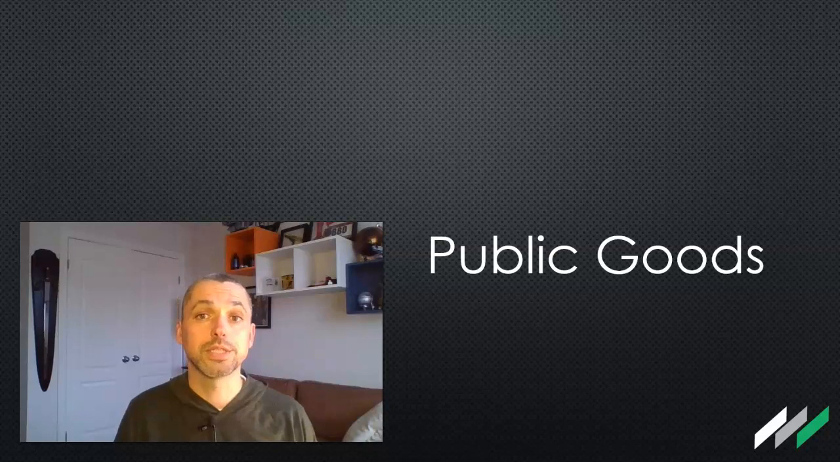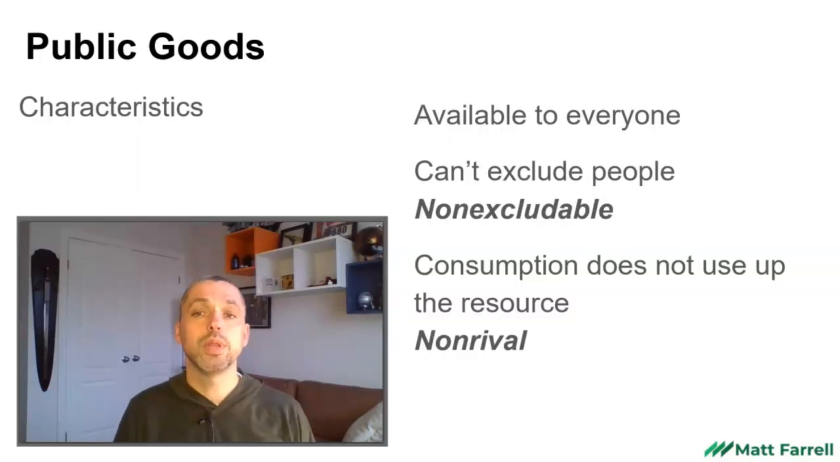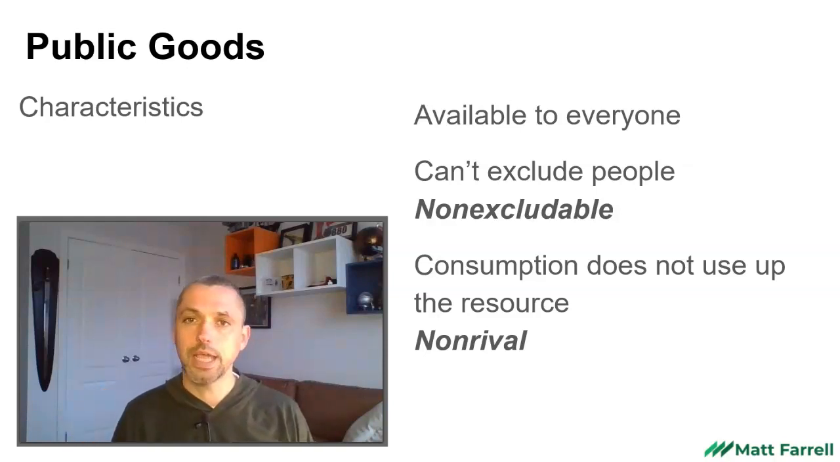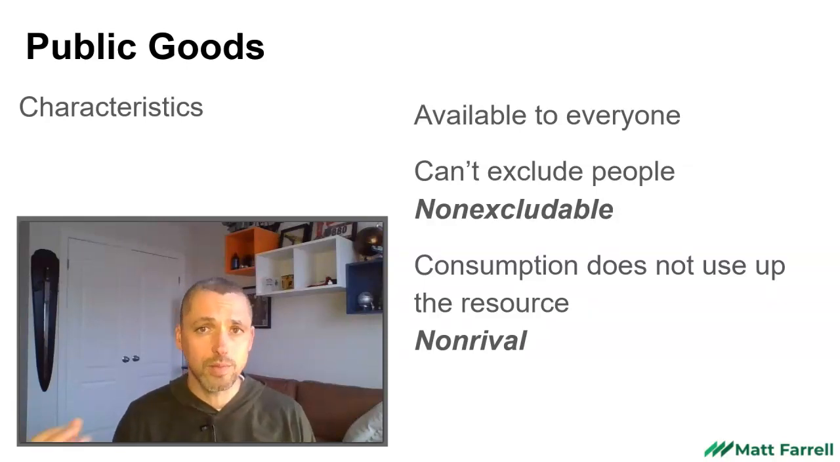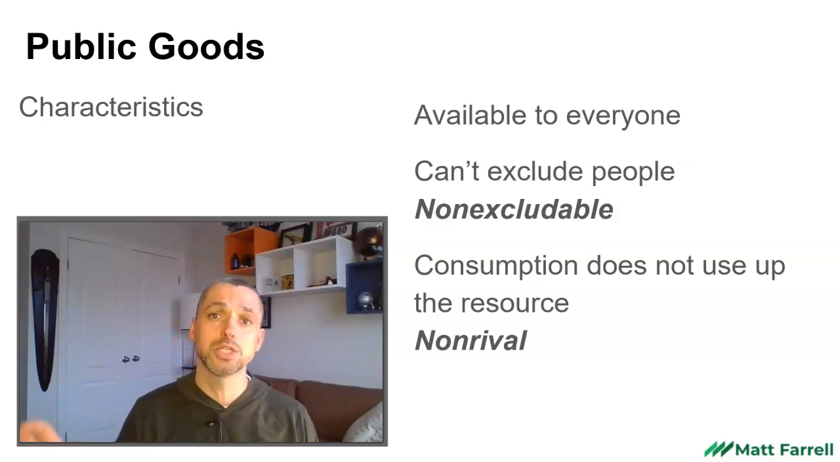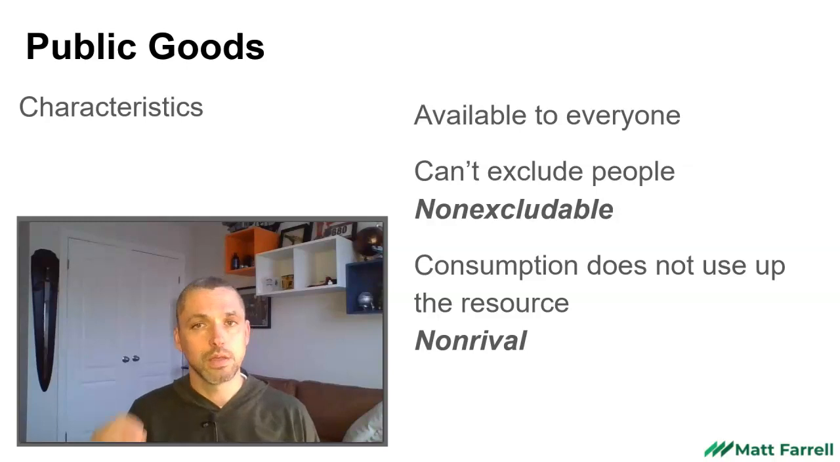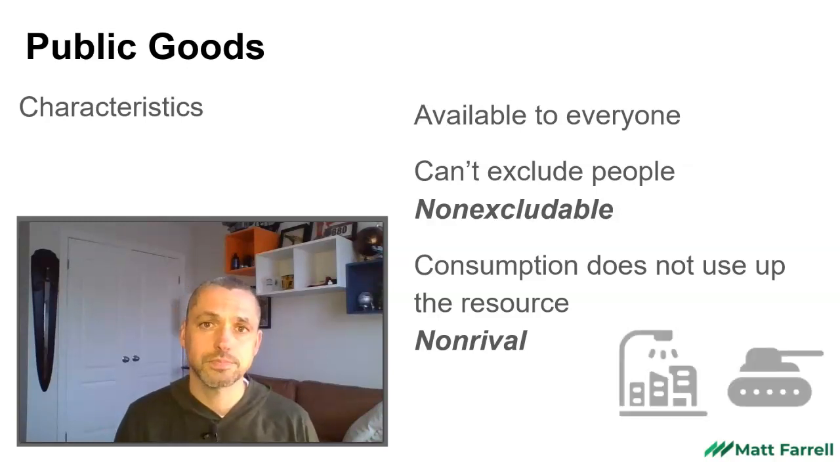In this video, we're going to talk about the characteristics of public goods. Public goods are things that are available to everyone. You can't exclude people from using them. They're non-excludable. And the consumption does not use it up. One person using it does not change the fact that someone else can use it too. And that's called non-rival. Non-rival and non-excludable, those are the two characteristics of public goods.